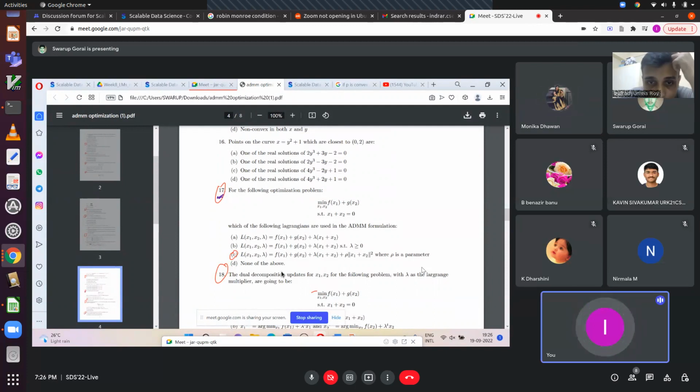Yes, so it's the same formula, right? You have something equal to 0 in the constraint. You have the initial f(x) plus g(x) plus rho (x1 plus x2) whole square. Same thing as before.